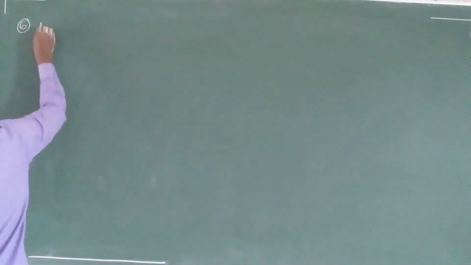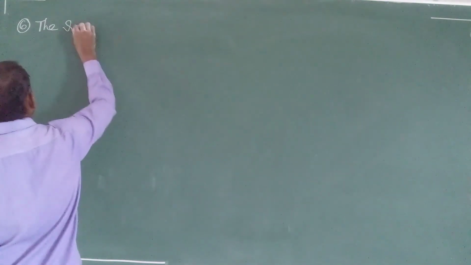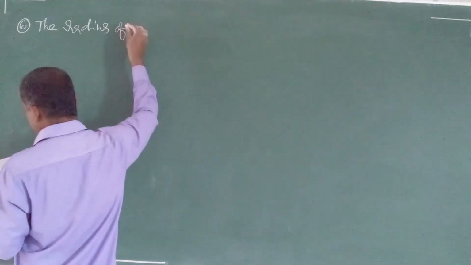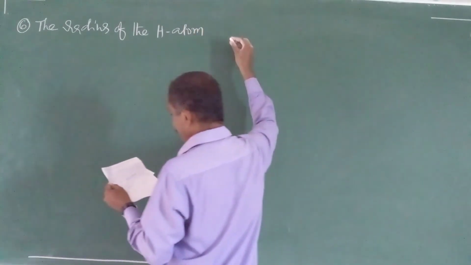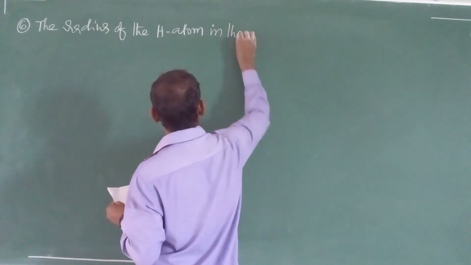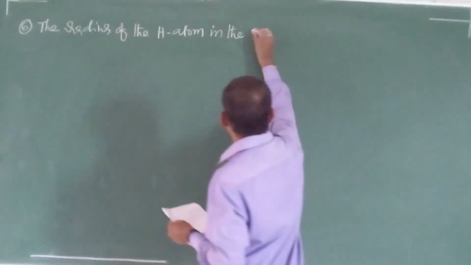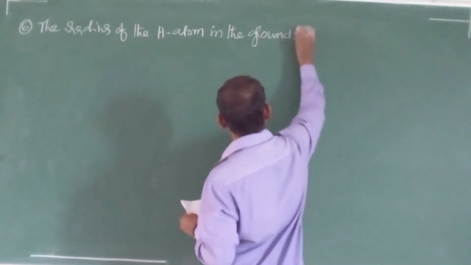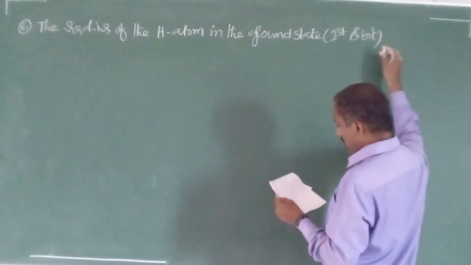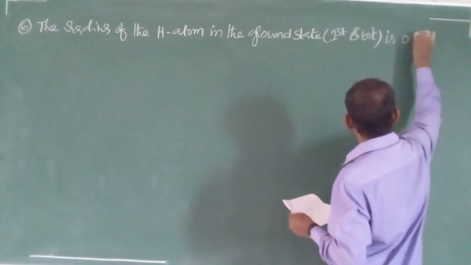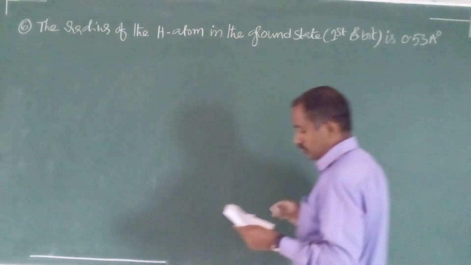Next, sixth one. The radius of the hydrogen atom in the ground state. Ground state is nothing but first orbit. Both are same. The radius in the ground state is 0.53 angstroms.